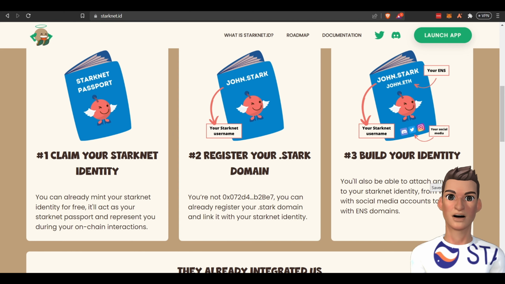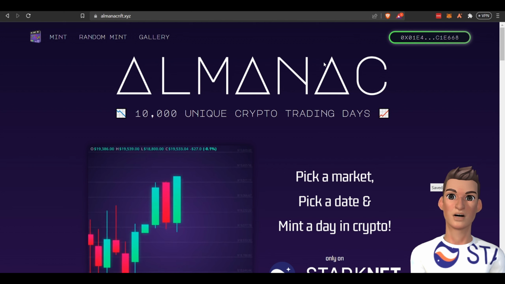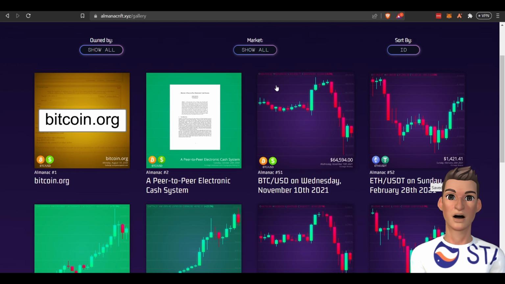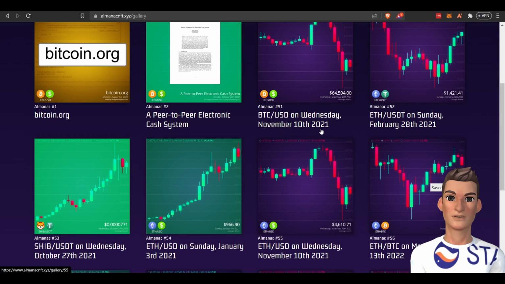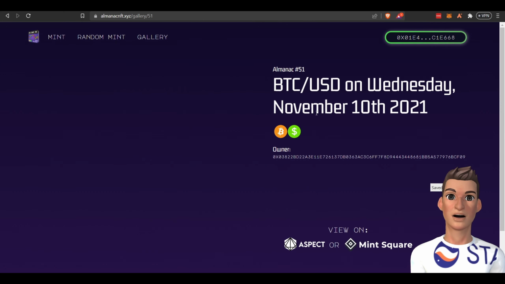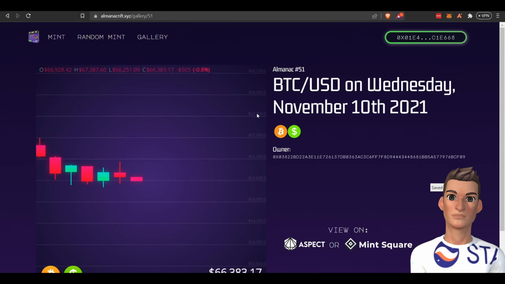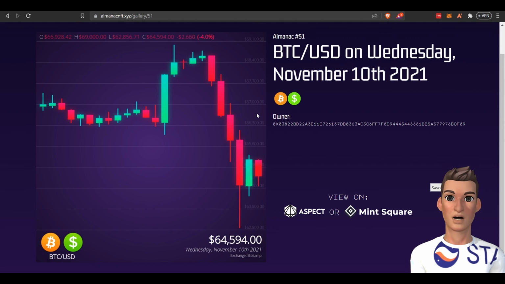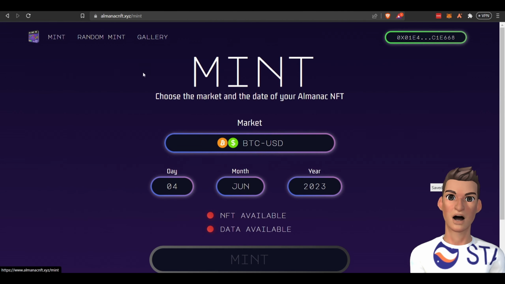All right, and the last thing I wanted to show you, I thought it was pretty cool, is this Almanac. It's an NFT. So if we go over here to gallery, you can mint an NFT. So if you like a trading day on a specific date, you can mint that. And if we look at this one, this is what the NFT looks like. So if you like the particular day, whether you're a bear or a bull, you could go in here and choose the particular time and mint that. And that's the Almanac NFT.xyz.